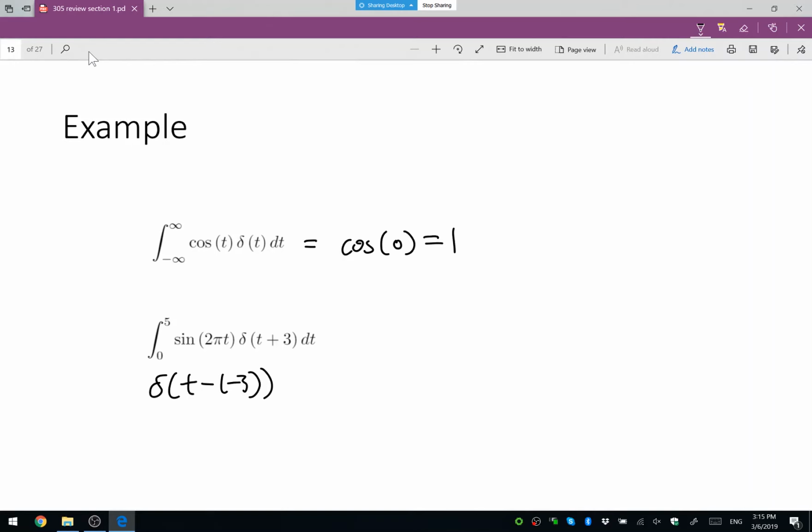I'm a little confused. If cosine t times delta(t) is just cosine of 0, and then you're taking the integral from negative infinity to infinity with respect to t, that'd be like 2 infinity.